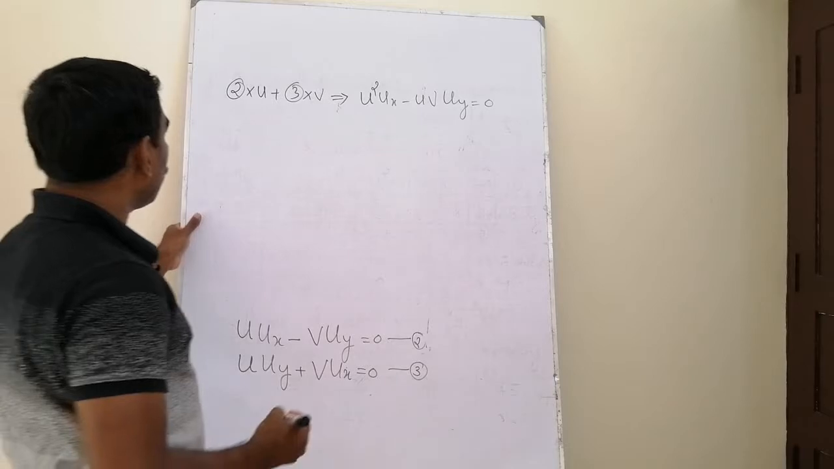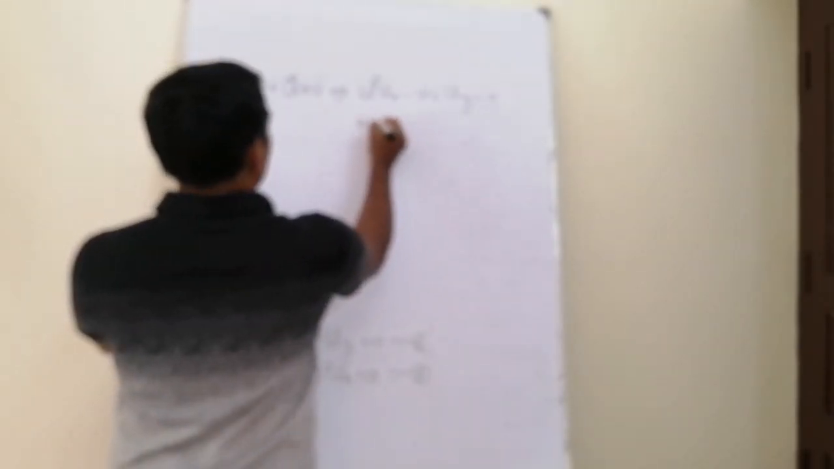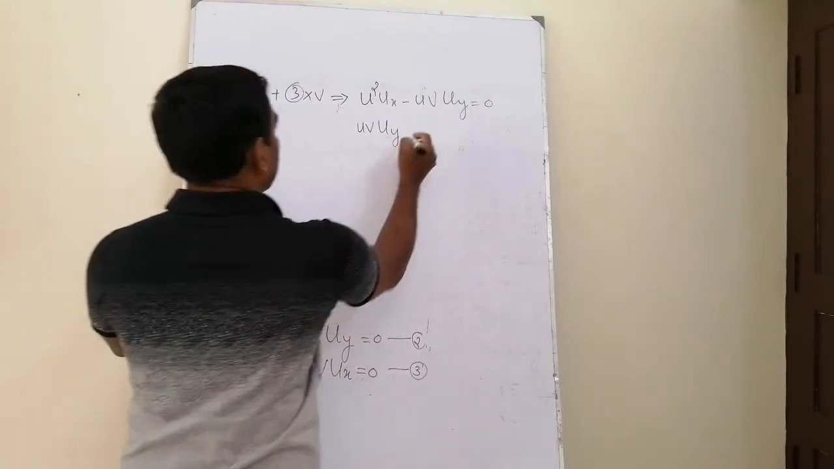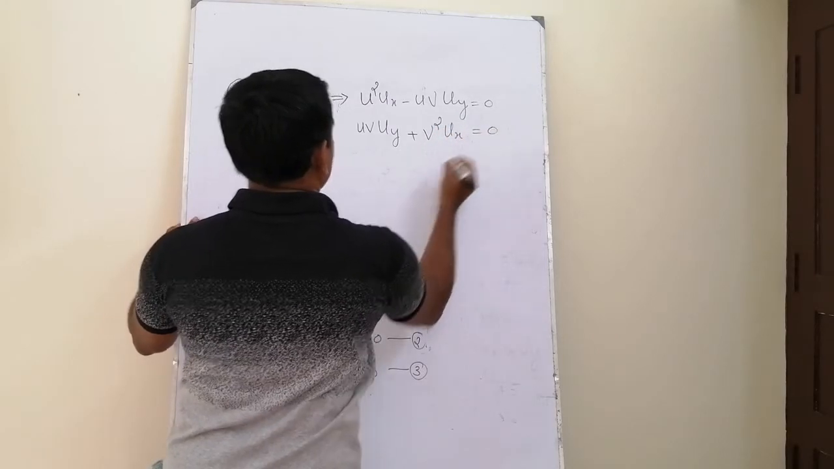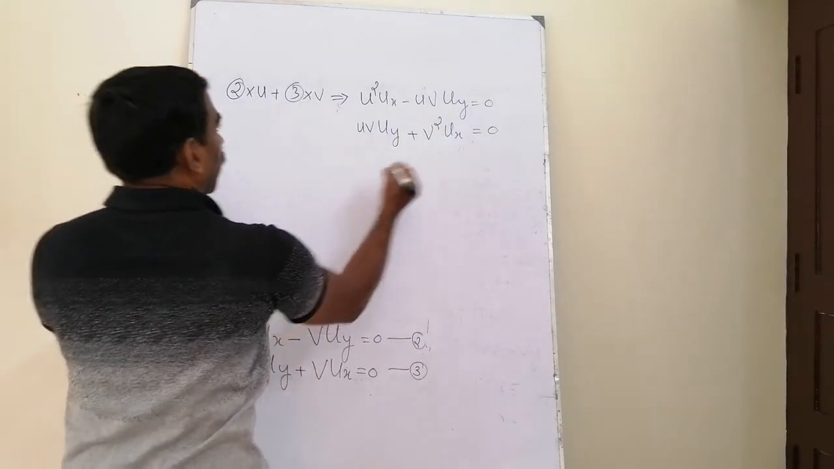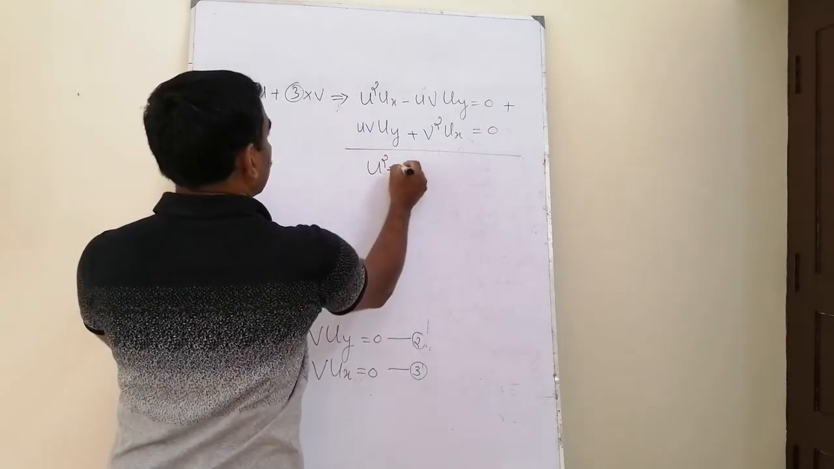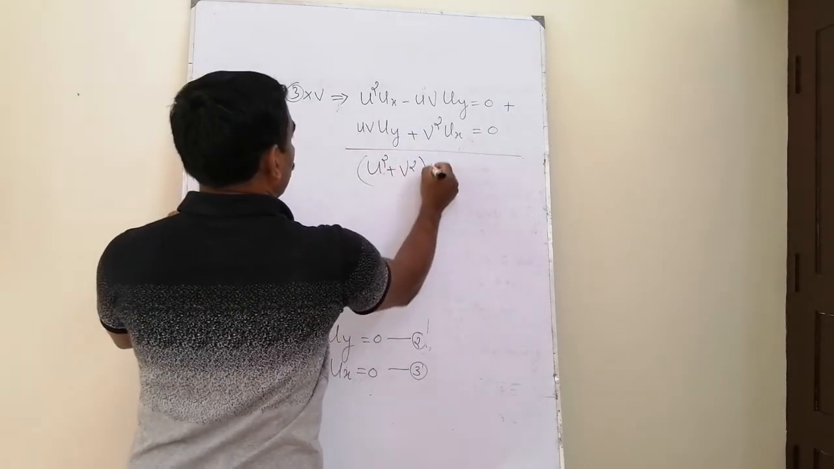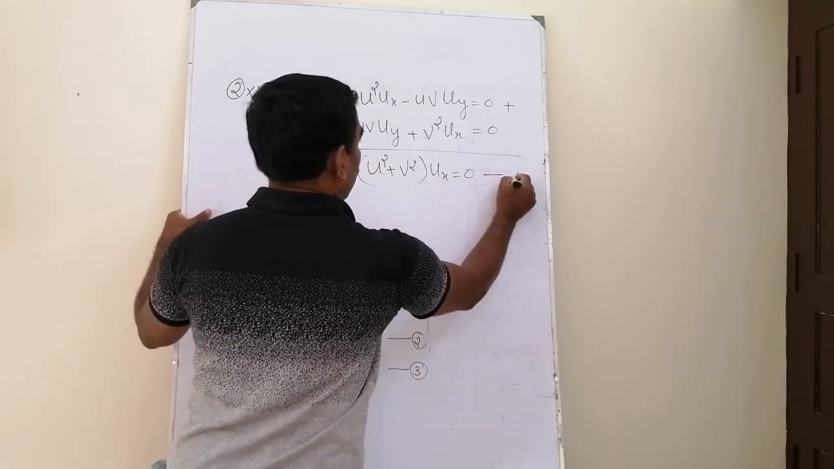Adding this with the third equation multiplied with v, that is uv into uy plus v square ux equal to 0. And adding these two equations, we get u square plus v square into ux equal to 0. Call it as equation number 4.